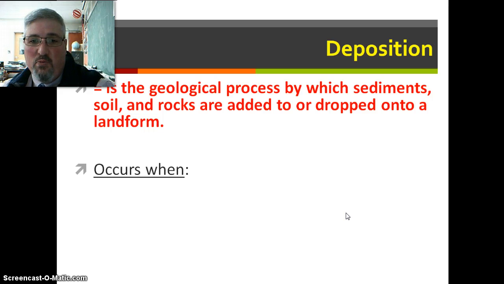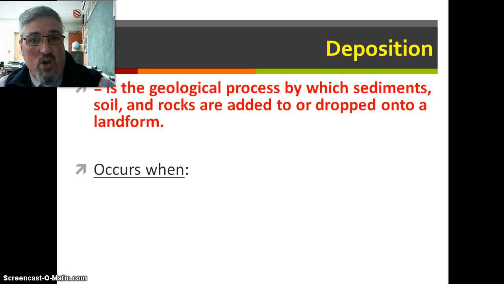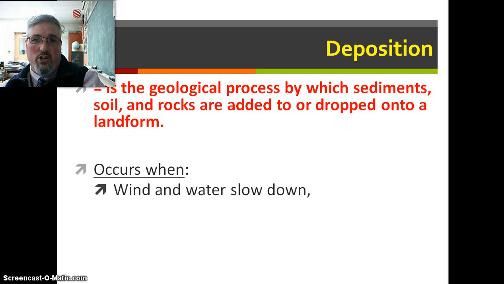Deposition is the geologic process by which sediments in soil and rocks are added to or dropped on a landform. We've talked about this. You know what this is. Erosion picks the stuff up and carries it somewhere, but then eventually it has to get dropped off. When it gets dropped off, that's called deposition. Deposition occurs in a stream when the water slows down.